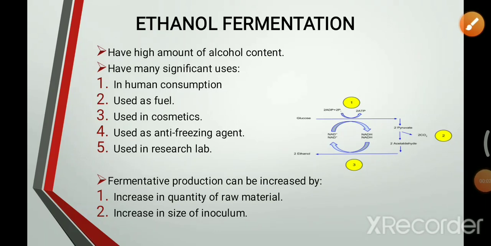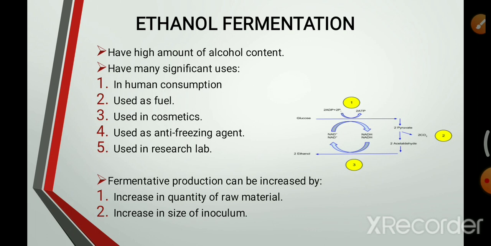Ethanol fermentation. In this video, we will see how ethanol is produced in industry. As we know, ethanol is a solvent containing a high amount of alcohol. It has many significant uses: it is used in human consumption, as fuel, in cosmetics, as an anti-freezing agent, and in research labs.